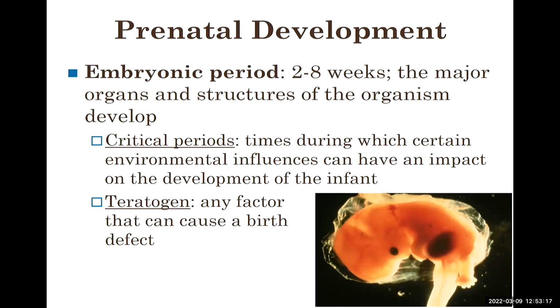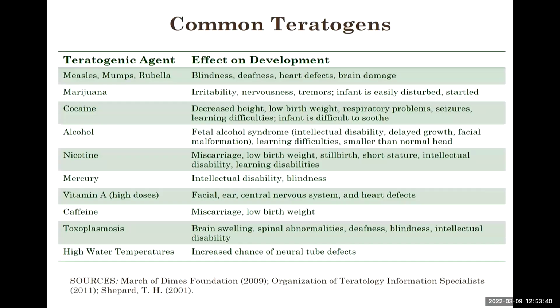A teratogen, which I hope I'm pronouncing right, I always look that up, is any factor that can cause a birth defect. The embryonic period is a critical period precisely because certain chemicals and so forth can cause a birth defect. So that's really changing the viability of the organism. And we're going to look at that. So, for example, here are some teratogens.